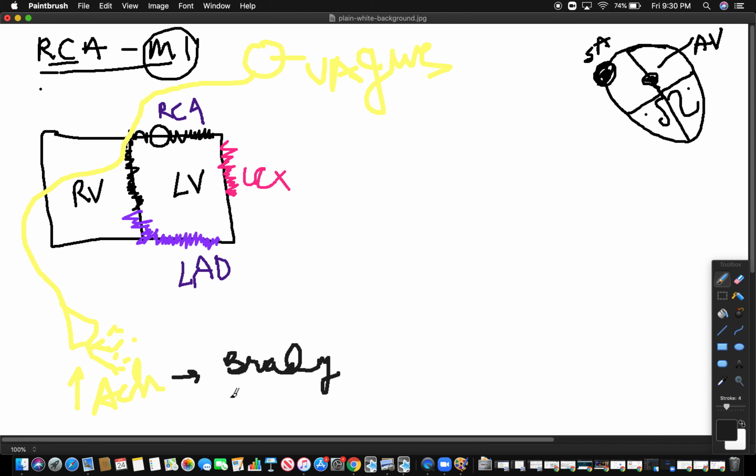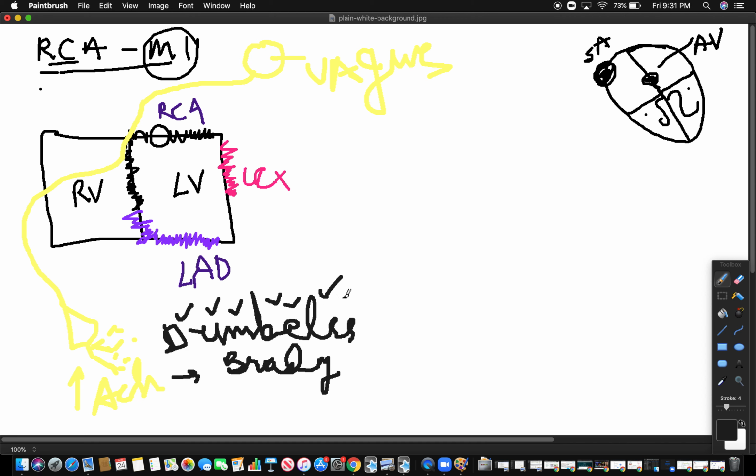And then along with that, you get what? All the DUMBELLS. You guys remember the mnemonic DUMBELLS. You're going to get diarrhea, urination, miosis, bradycardia, excitation of the muscles, lacrimation, and skeletal muscle excitation. This B right here is bradycardia. This is diarrhea, so you're going to get the diarrhea a little bit too.